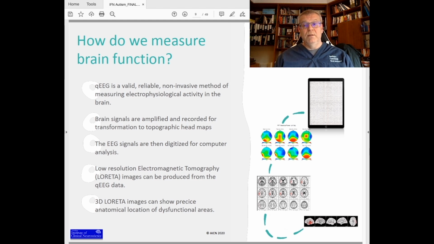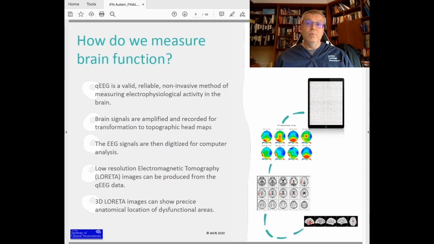And then we can continue to analyze that data even deeper and drill down into it more. And with our low resolution electromagnetic tomography, which is the last two pictures on the page, or the bottom two pictures on the page, with the bottom picture showing us a 3D sort of understanding of what's going on inside your brain.